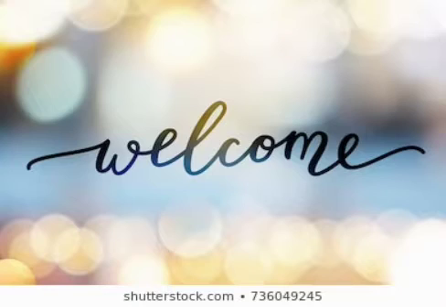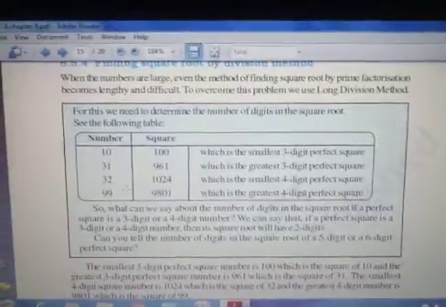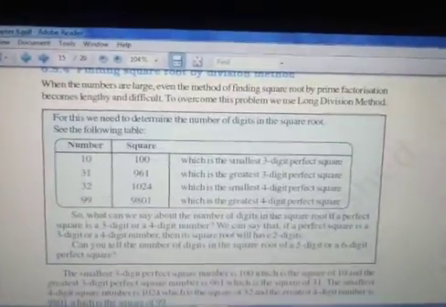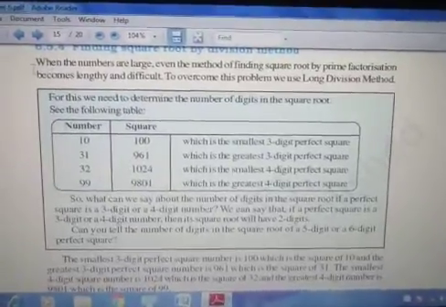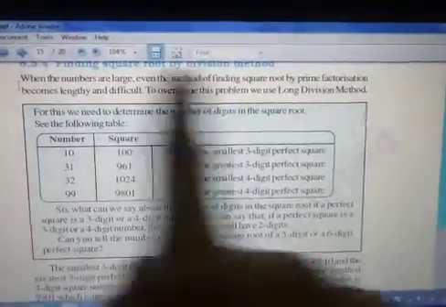Okay, so you can take page number 103 in your NCERT textbook. On page number 103, we are going to discuss finding the square root by the division method. You have seen one tabular column, right?